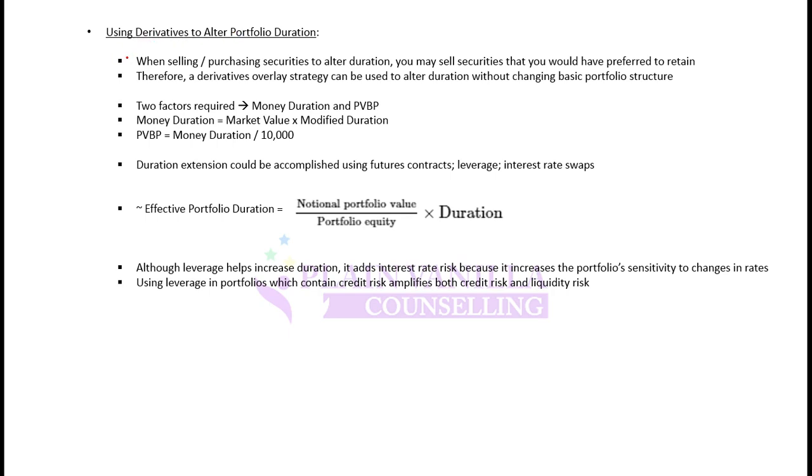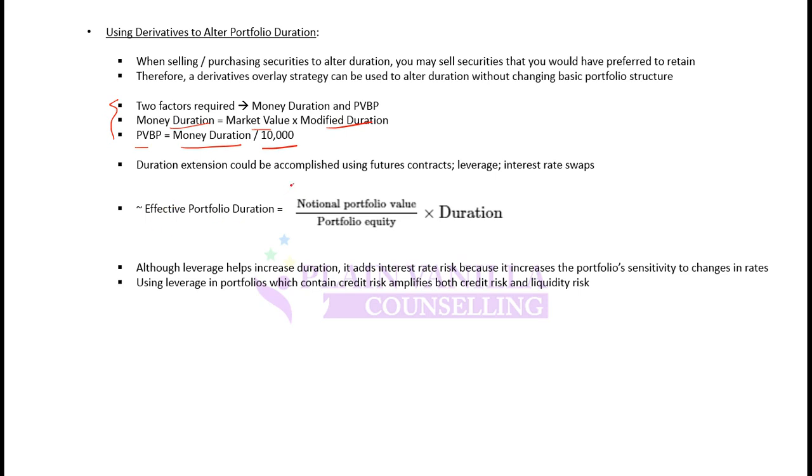How can you change duration? We discussed in previous classes that the duration can be changed by buying or selling bonds, one way, and another way is that you can use derivatives. If you do not want to buy or sell, you can use derivatives. Duration, this is again repetition from the previous reading: money duration is equal to market value times modified duration. Price value of a basis point is equal to money duration divided by 10,000. In the previous class we discussed in detail how you decide how many futures contracts to buy, or what notional amount of swap to invest into. All that is being repeated here again.